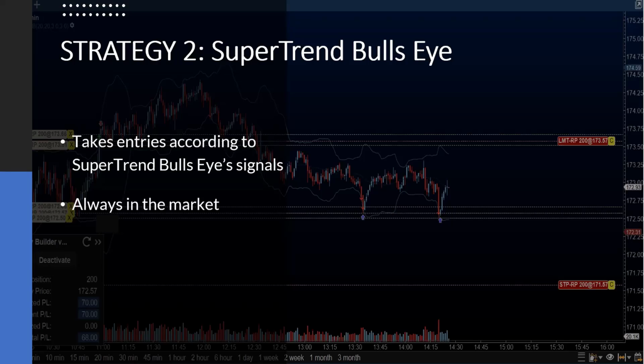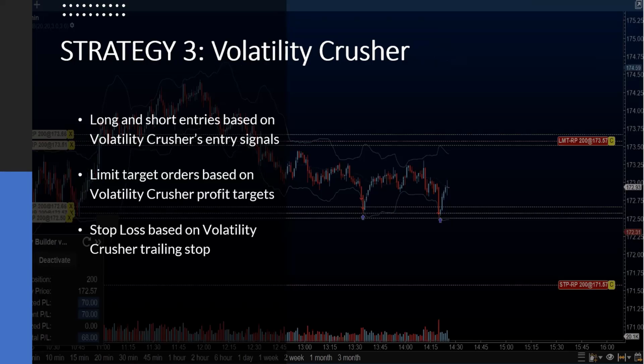And now strategy number 3 is going to be based on our Volatility Crusher indicator. In this case, we are going to use Volatility Crusher to create a strategy which will follow the long and short signals of Volatility Crusher. And once we're in a trade, we're going to manage the trade by exiting the trade when the target levels of Volatility Crusher are reached, or when the trailing stop of Volatility Crusher is reached. So how this all can be done in just a few clicks will now be shown to you by Nicola.